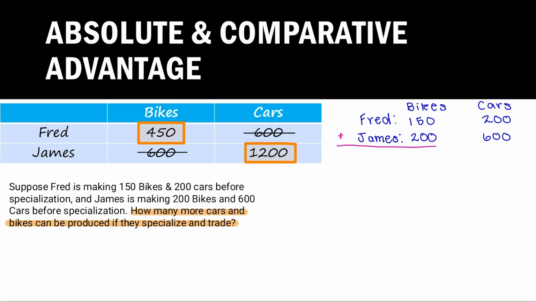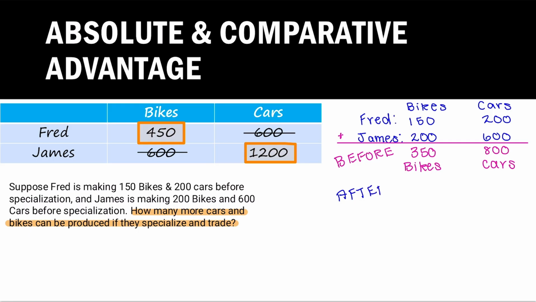So to do that, we need to see what's in the world of Fred and James before they specialize. So 150 bikes plus 200 bikes is 350 bikes. 200 cars plus 600 cars is going to be 800 cars. And we know that when they're specializing, there is going to be 450 bikes and 1,200 cars after they specialize. So we just want to calculate the difference.